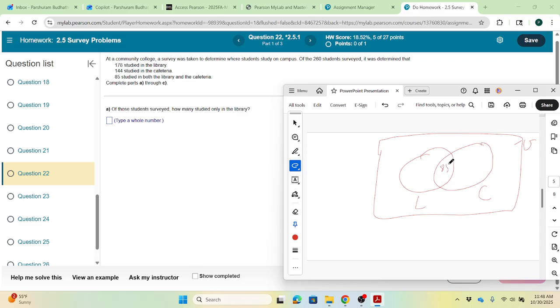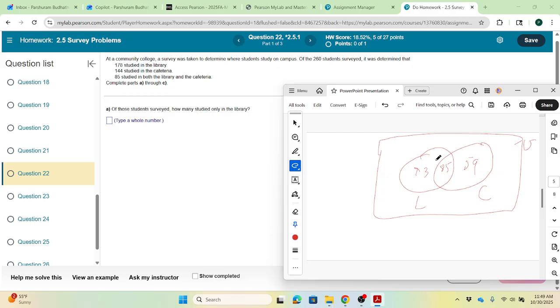So 85 goes here. So rest, 178 minus 85 goes here, which is 93. Because 93 plus 85 is 178. Similarly, 144 minus 85, which is 59. 59 plus 85 is 144. So now let's try to answer the question.